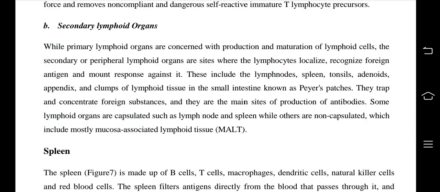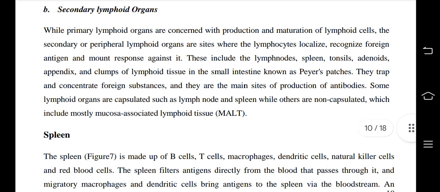Secondary lymphoid organs. While primary lymphoid organs are concerned with production and maturation of lymphoid cells, the secondary or peripheral lymphoid organs are sites where the lymphocytes localize, recognize foreign antigen, and mount a response against it. These include the lymph nodes, spleen, tonsils, adenoids, appendix, and clumps of lymphoid tissue in the small intestine known as Peyer's patches.